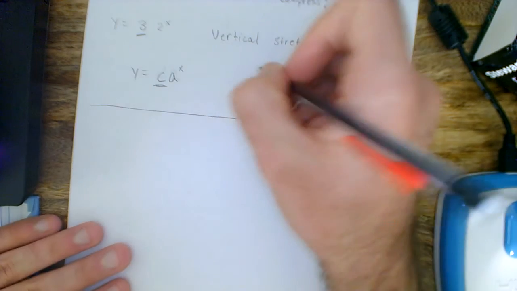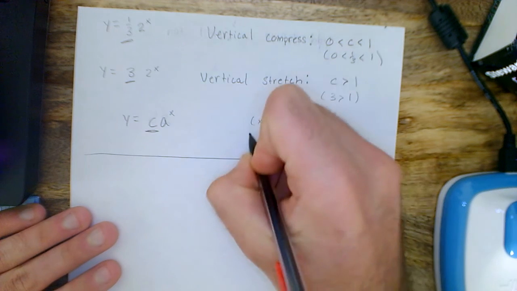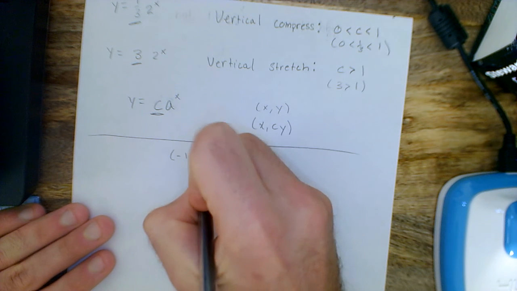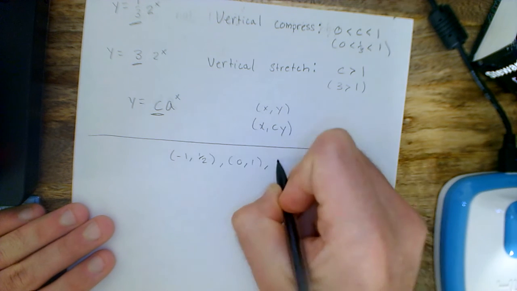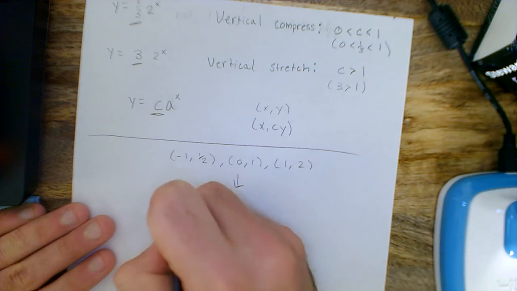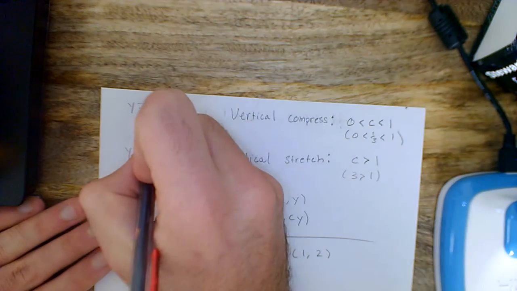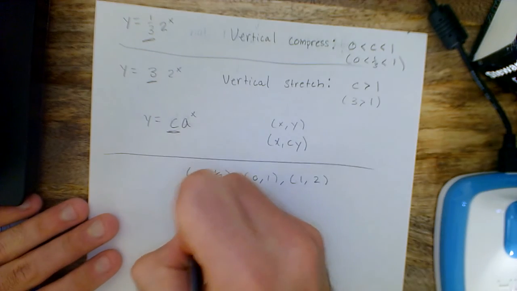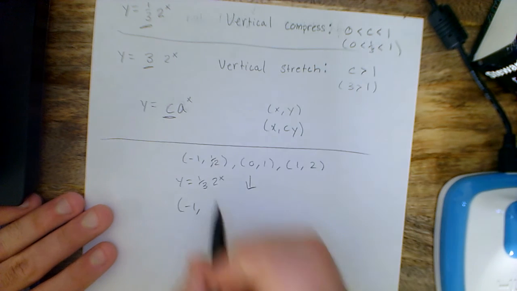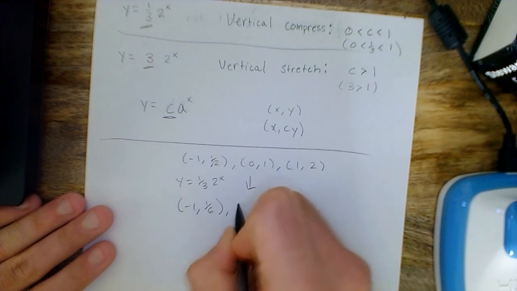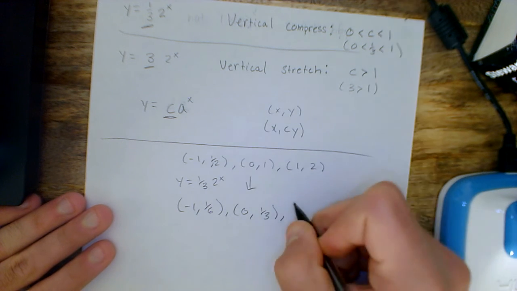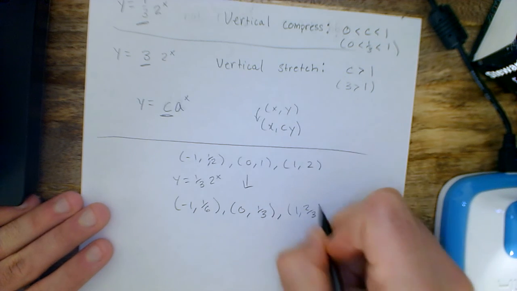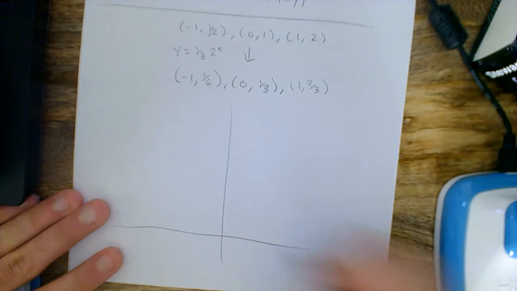Okay, so if we go ahead and graph this one, this is going to make your pair go from x comma y to x comma c times y. Okay, so we had -1, 1/2, 0 comma 1, and 1 comma 2. So for y equals 1/3 times 2 to the x, we just multiply each y value by 1/3. So 1/2 times 1/3 is now 1/6. And this one is 0, comma 1/3. And this one is 1 comma 2/3. So now we can draw that.